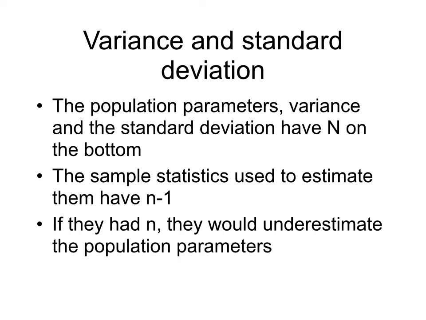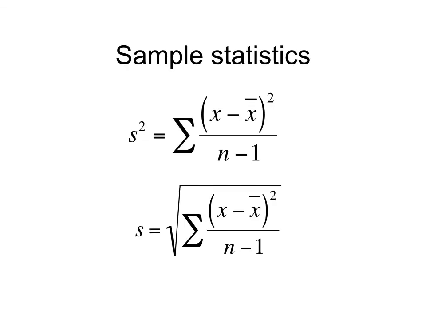All right. Questions so far? Okay. So the sample statistics look like this. Little s squared equals the sum of (x minus x bar) squared over n minus 1. The square root of that quantity is little s. And this is stuff you can learn.